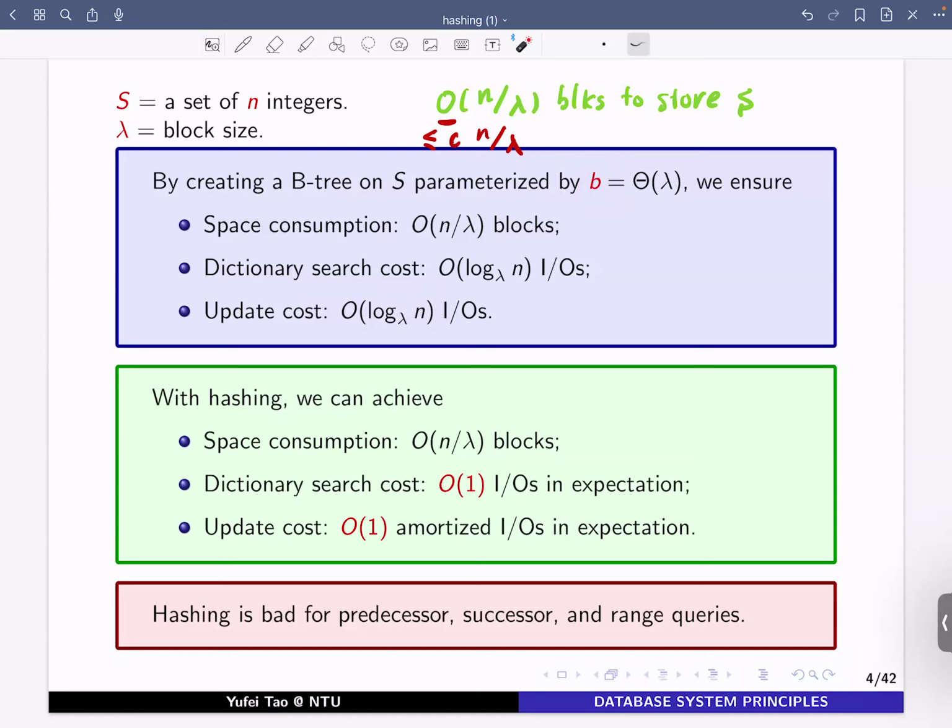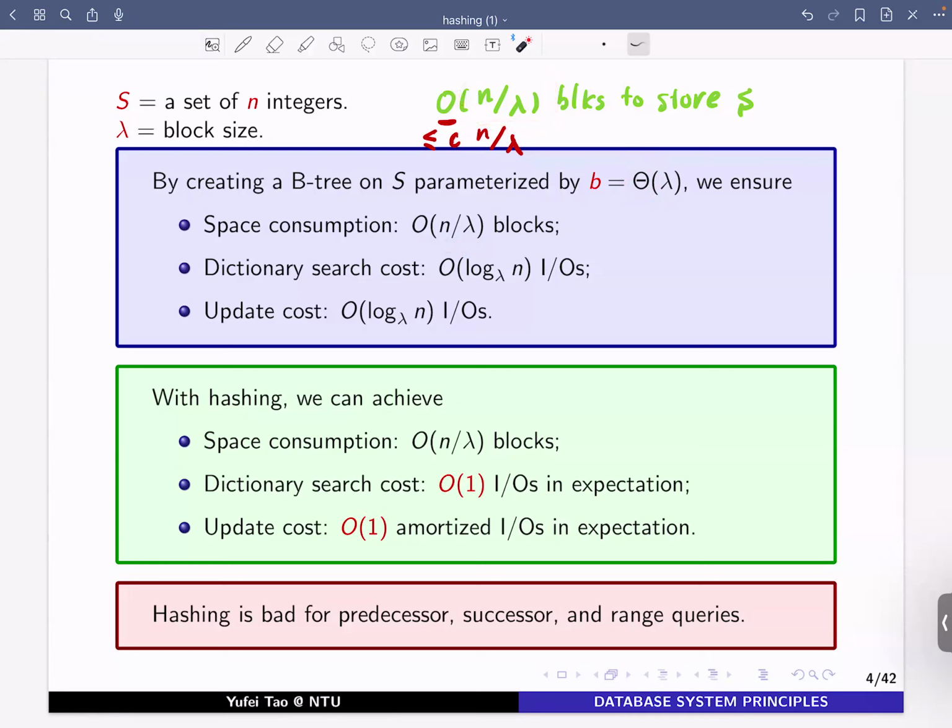So with simple calculation, you'll be able to get that this b is at the order of lambda. We use big theta to represent the fact that b and lambda are always within a certain constant factor of each other. If that is the case, you can verify that the space consumption of a B tree is n over lambda blocks, and this is a very good guarantee because this is the linear number of blocks we aim to achieve.